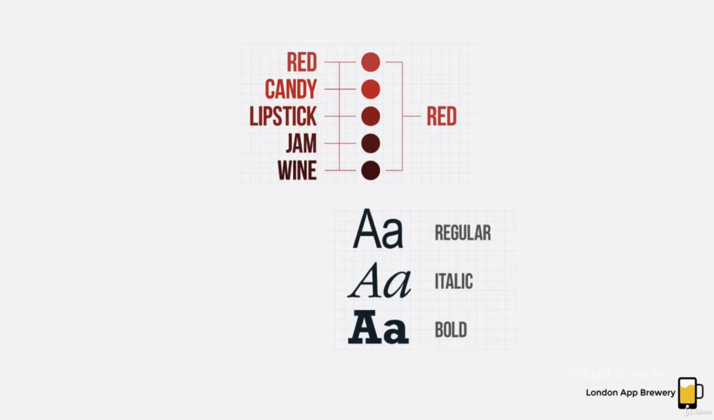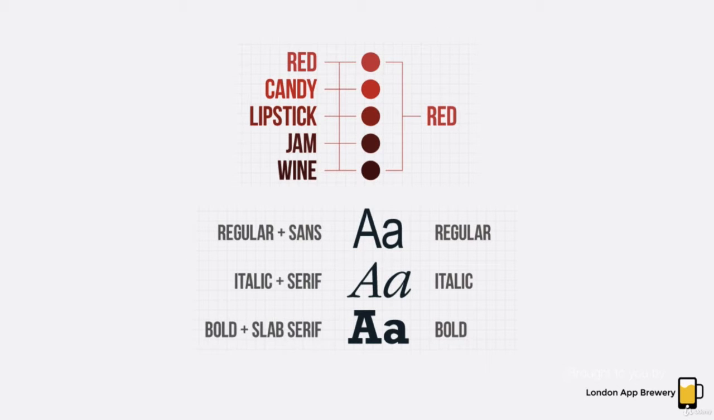And as a designer, you might be looking at this and seeing a regular and a sans serif, or an italic and a serif typeface, or a bold and slab serif. So in the typography module, we're going to look into this in more detail. We're going to learn about different type families, how you would combine different fonts, and how you would use typography not just for form, but also for function in your designs.